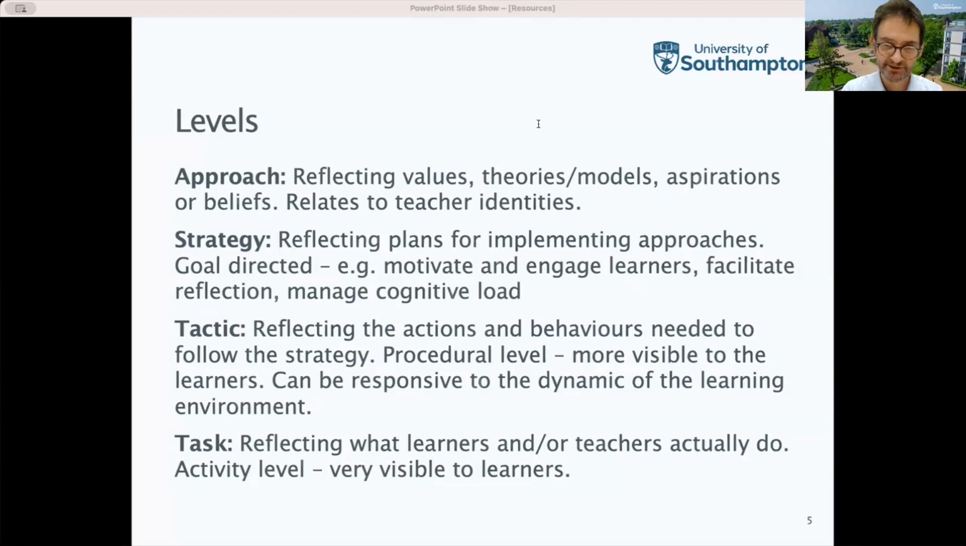We see tactics at a more procedural level, reflecting the actions required to follow through strategies. And these can be quite responsive to feedback and the dynamic of the learning environment. And then tasks reflect the activities that teachers and learners actually do.